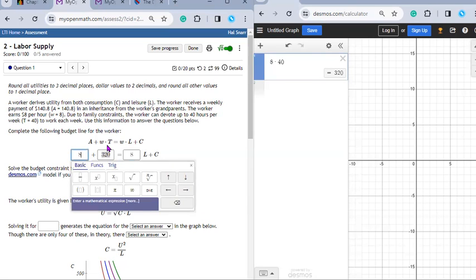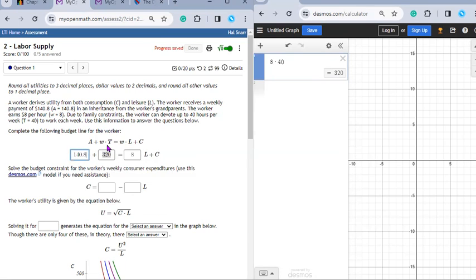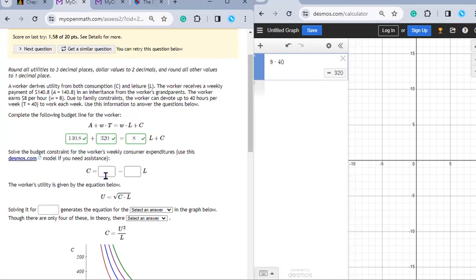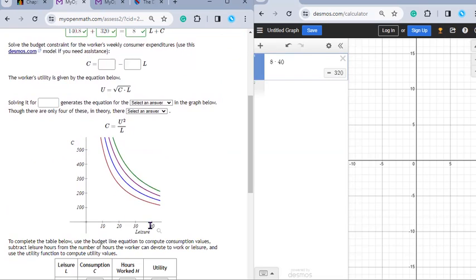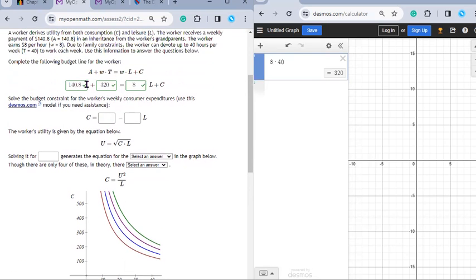Somehow I got this deleted, right? All right, now I need to solve it for C. If I solve it for C, I can graph it down here in this space, because this over here is C, and this down here is leisure, right? So if I solve this for C in terms of L, then I can graph it down here. So I'm gonna do that over here.